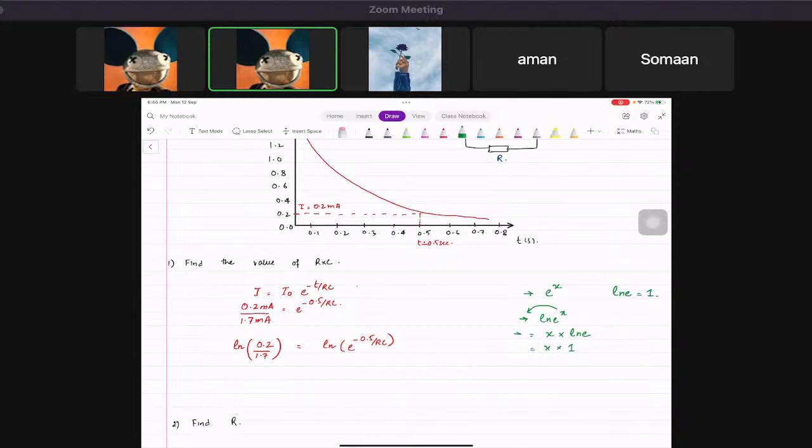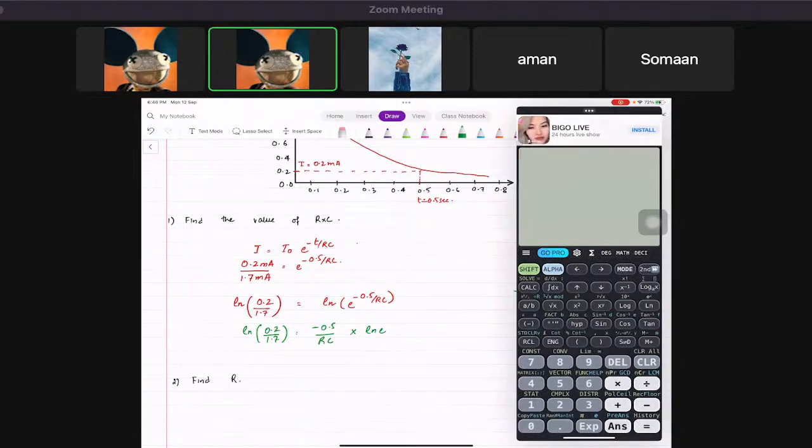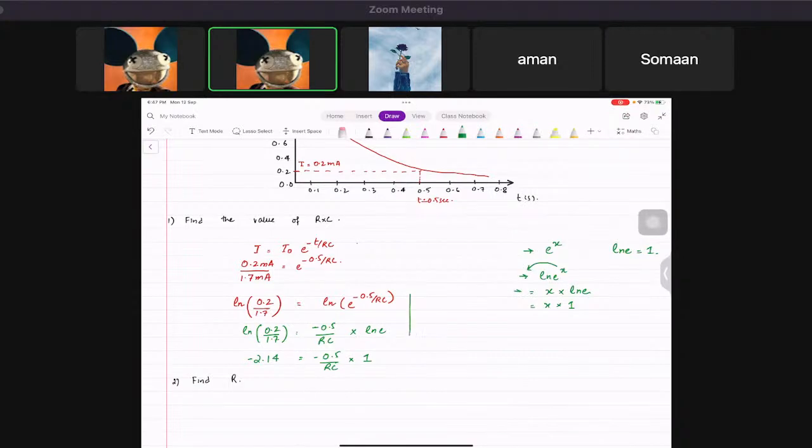Okay, so for this one I've taken ln of 0.2 over 1.7, and minus 0.5 over RC will come here, multiplied by just ln e, which I've just told you is equal to 1. So ultimately, when you use the calculator, you press ln and then write 0.2 divided by 1.7, and the value is about minus 2.14, and this will be minus 0.5 over RC multiplied by just 1, since ln e is equal to 1. Okay, so now minus minus will automatically cancel out, so that would mean that RC will be equal to 0.5 divided by 2.14.